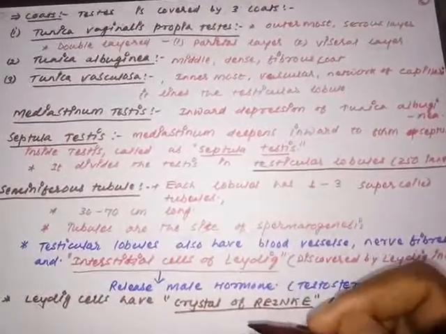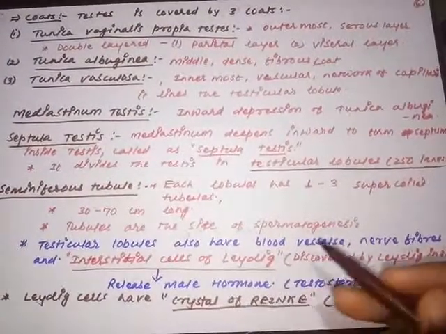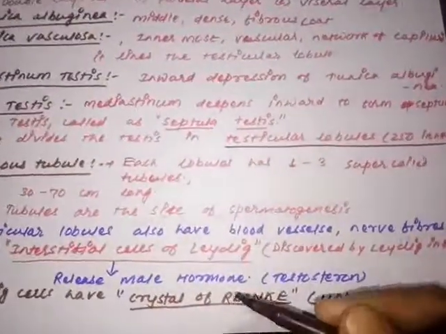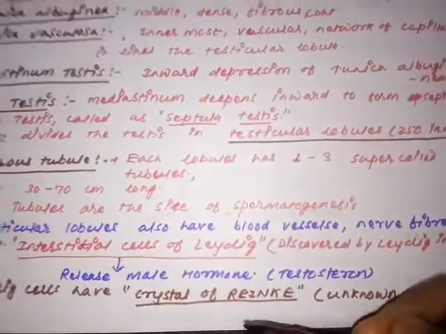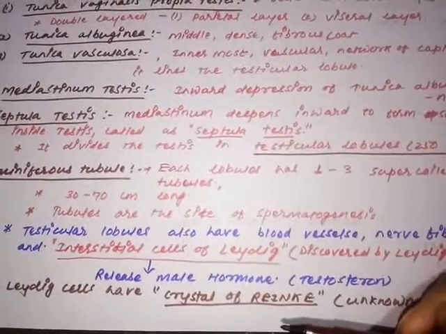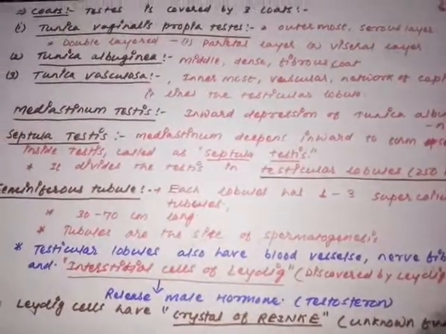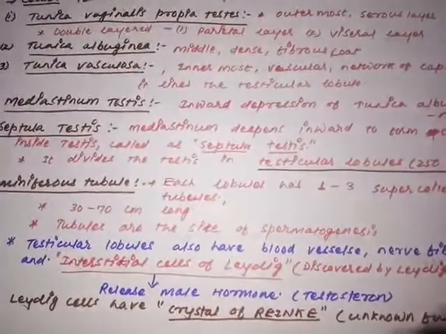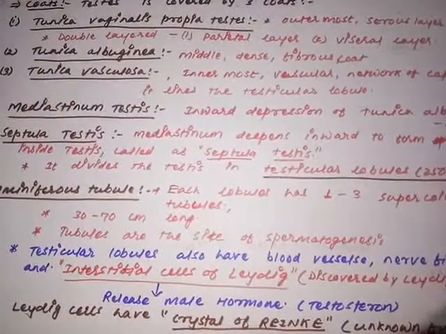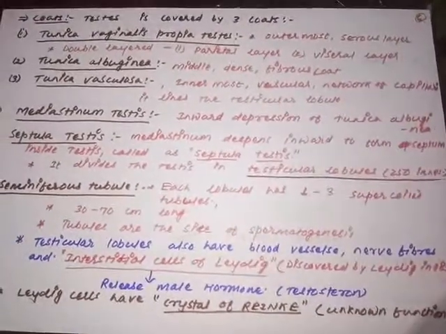It has been reported that Leydig cells have some specific appearance. Some crystals are associated with the Leydig cell. Those crystals are called crystals of Ranke. Are you getting my point? The Leydig cells are loaded with some crystals, called crystals of Ranke. What the function of the crystals of Ranke is, is not clear till now, so we can consider them of unknown function.